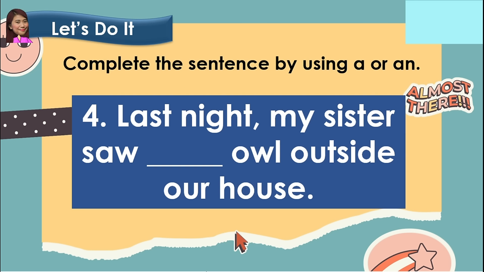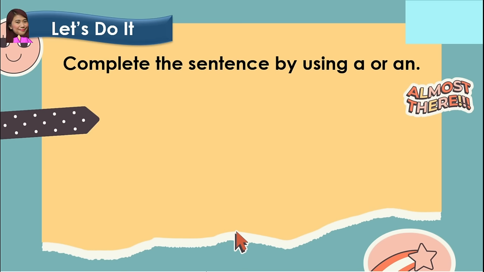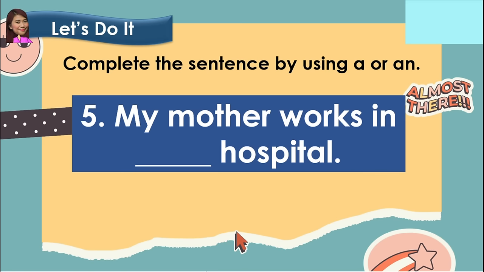Number 4. Last night, my sister saw blank owl outside our house. Is it a or an? The correct article for number 4 is an. Last night, my sister saw an owl outside our house. And last number, number 5. My mother works in blank hospital. Is it a or an? And the correct article for number 5 is a. My mother works in a hospital.